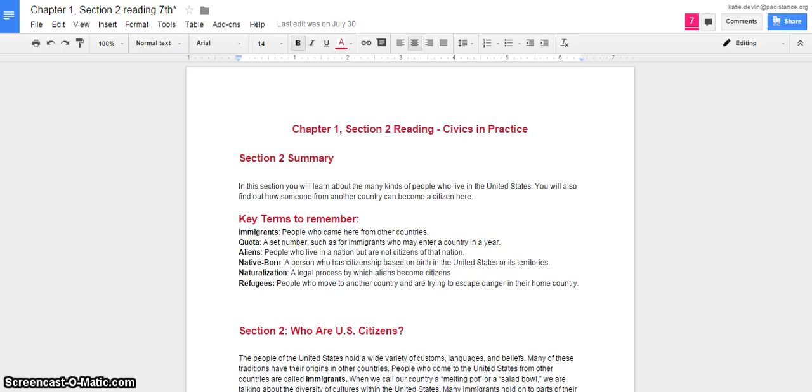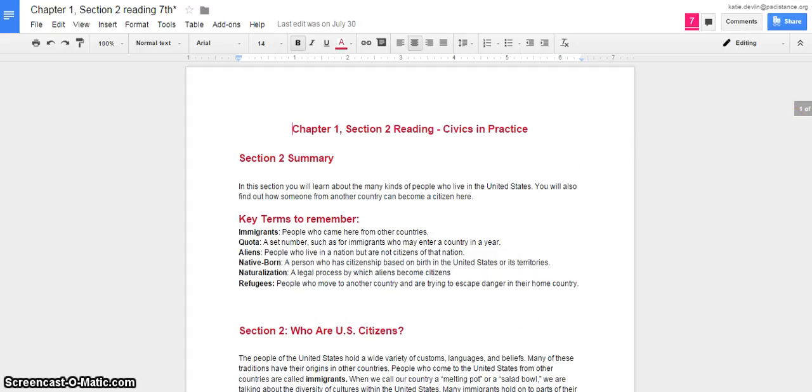Quota, a set number, such as for immigrants who may enter a country in a year. Aliens, people who live in a nation but are not citizens of that nation. Native born, a person who has citizenship based on birth in the United States or its territories. Naturalization, a legal process by which aliens become citizens. Refugees, people who move to another country and are trying to escape danger in their home country.